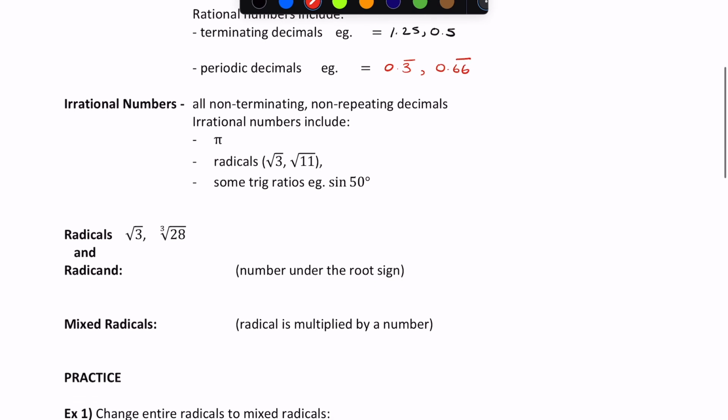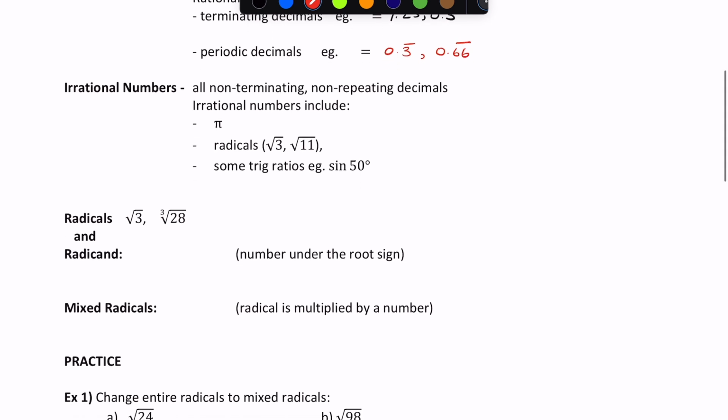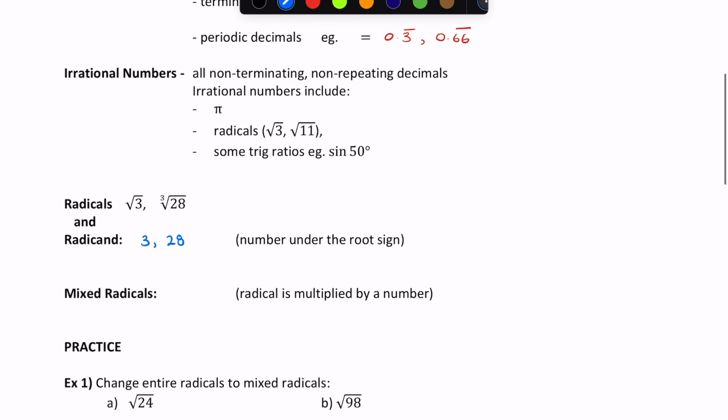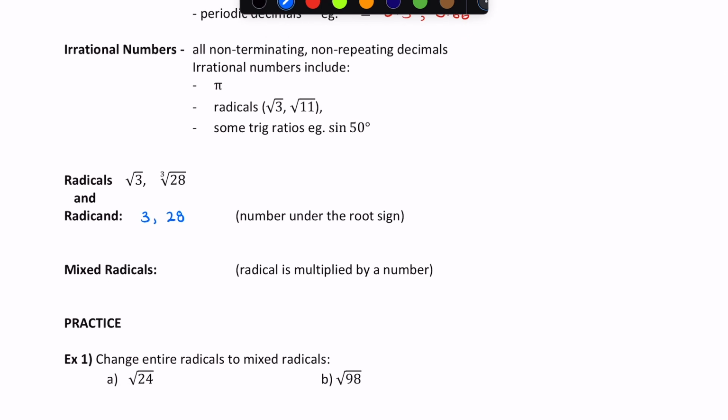When we think about radicals, which we looked at with square root 3 and square root 11, there are a couple of terms that you should understand. Number one, the radical and the radicand. The radicand is the actual value that's underneath the root sign. So in square root 3, 3 would be the radicand, and 28 would also be the radicand in the cubed root here. When we think about mixed radicals, it's a radical that is multiplied by a number.